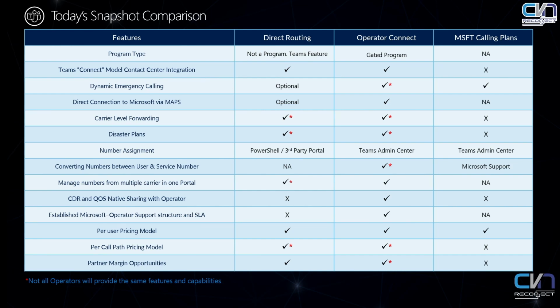Once again, pre-established support structures with Operator Connect that don't exist with any of the other models, and SLAs between Microsoft and the operator. Pricing models really vary. With calling plans, it's only a per user pricing model versus with direct routing and Operator Connect, there's a lot of flexibility. There might be per call path pricing models. Gives you a lot more options there when purchasing your voice services.